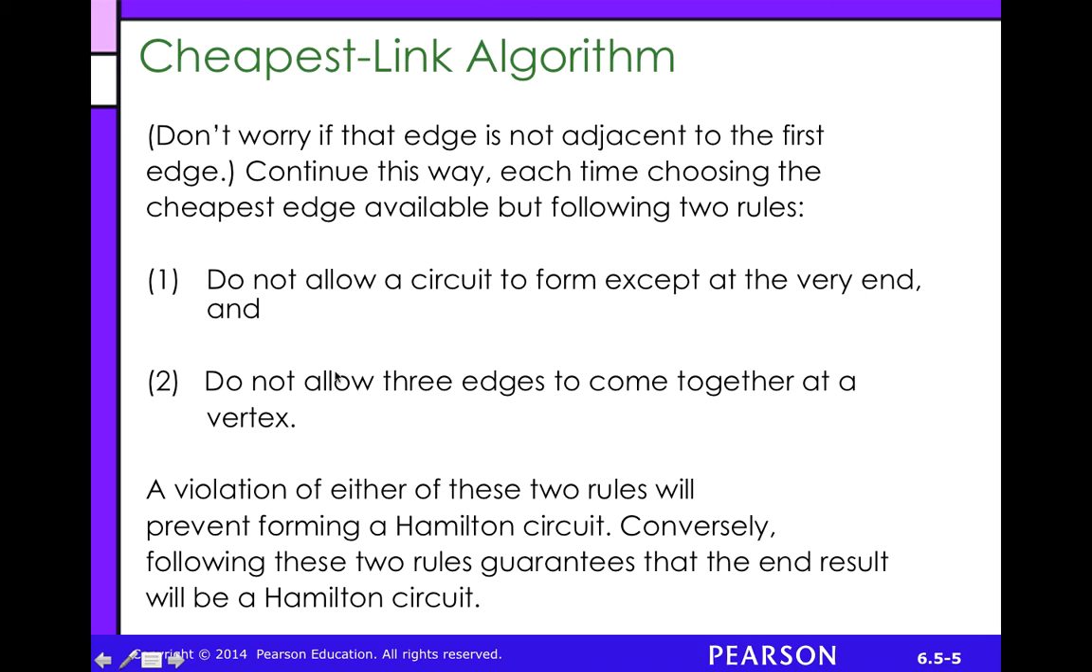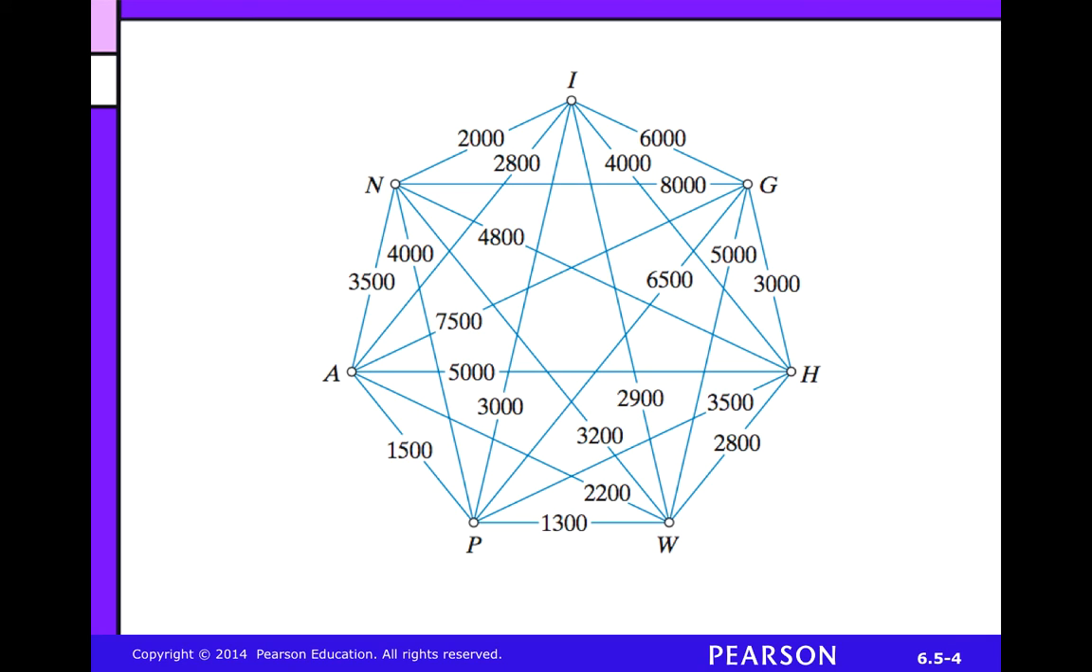Okay, the other rule is do not allow 3 edges to come together at a vertex. So what does that mean? That means that in a picture like this, if you're highlighting edges, you can never highlight 3 edges coming out of the same vertex. So suppose you've highlighted, in this example here, PW and AP. Well, notice there are 4 more edges coming out of P. But no matter how cheap they are, we can't highlight these 4.